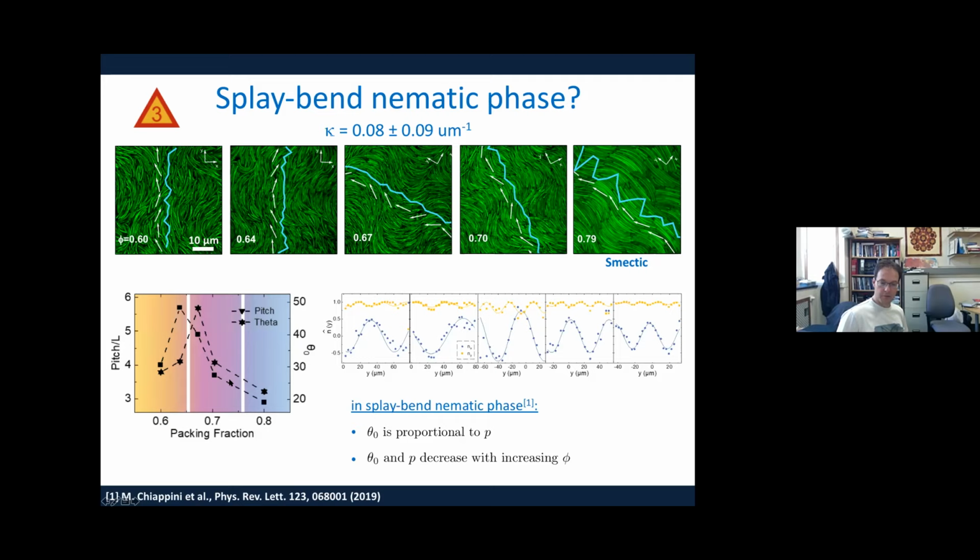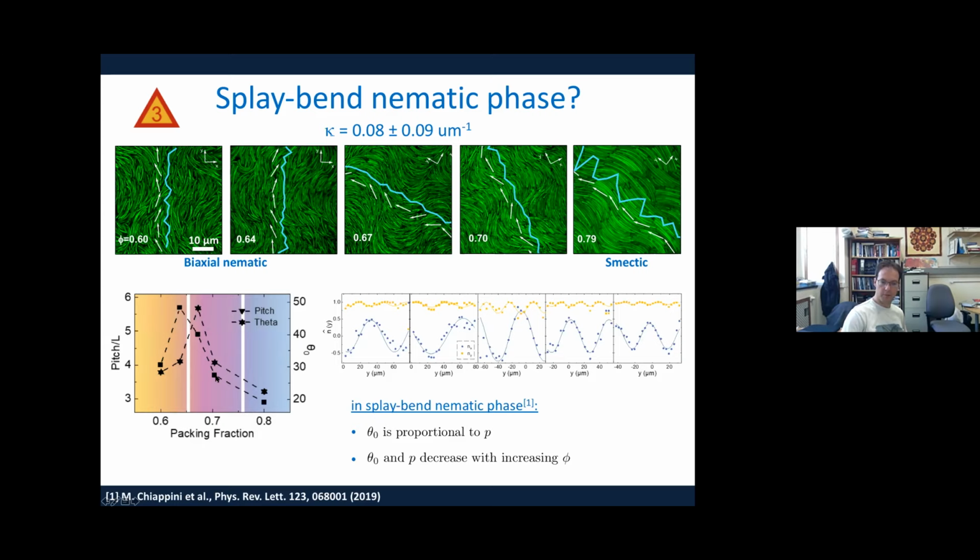If we go from packing fraction 0.67 to 0.64, we see that this trend is broken. One goes up, the other one goes down. And also they both increase with increasing packing fraction on this end of the spectrum. So if we apply these rules, we can say that on the left, this can't be a splay-bend nematic phase because the pitch length and the amplitude increase with increasing packing fraction. And at this point here, they also are not proportional to each other. However, for the two points that we have here, we already know that this one is smectic. This fits the bill: theta is proportional to P, and they both decrease with increasing packing fraction.